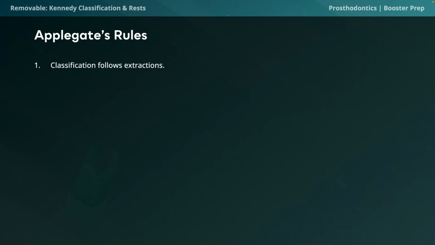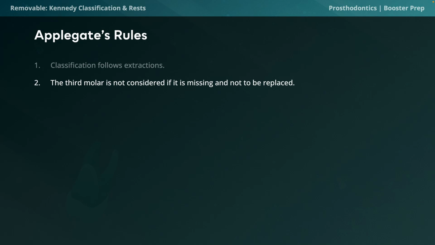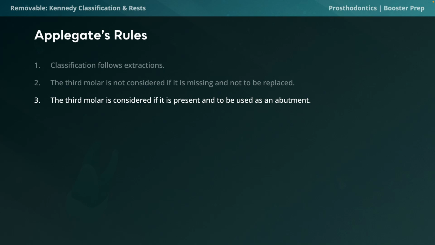Rule number 1. Classification follows extractions, meaning that the edentulous area or the arch is given a classification once the necessary teeth have been extracted. That makes sense. Rule number 2, the third molar is not considered in the classification if it is missing and not to be replaced. Rule number 3, the third molar is considered in the classification if it is present and to be used as an abutment. That makes sense as well since it's already there, so we may as well use it.